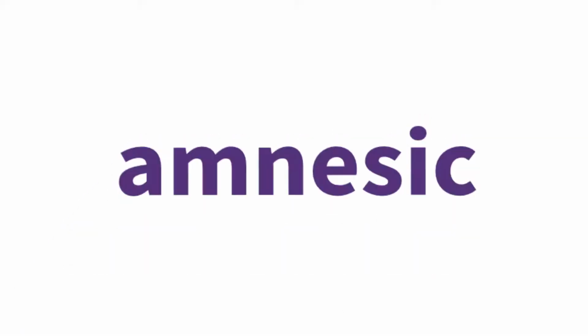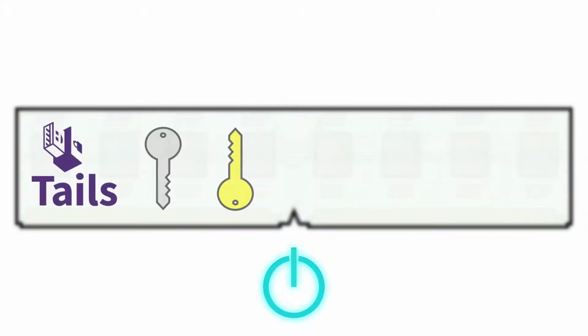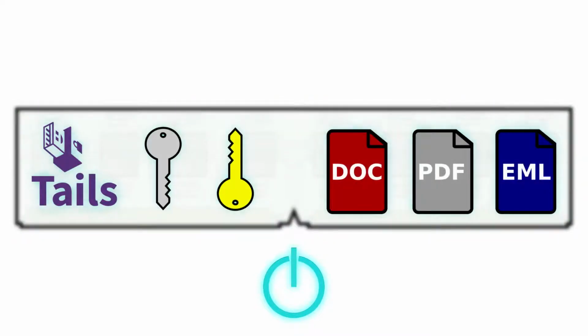Tails is even more amnesic than a normal live system would be. You see, when your live operating system is running, since it runs in RAM, it stores your encryption keys and the files you're working on in RAM.